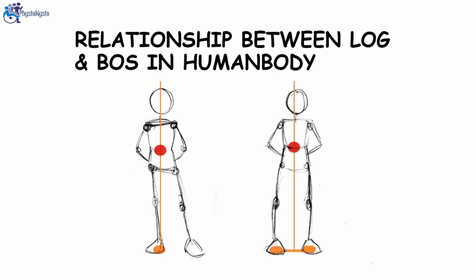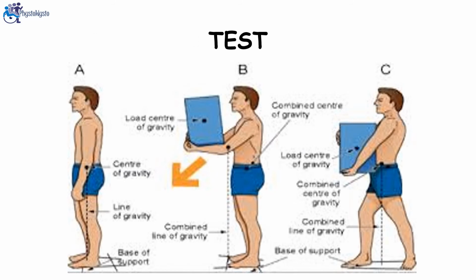In short, in order to maintain equilibrium, the line of gravity must remain within the base of support. In this picture, you can clearly observe the effect of center of gravity, line of gravity and the base of support, and can easily correlate the studied concept. Test your knowledge and guess which is the most stable position.